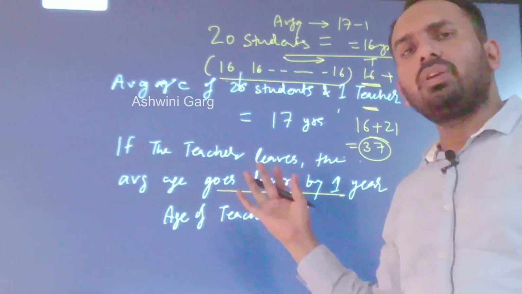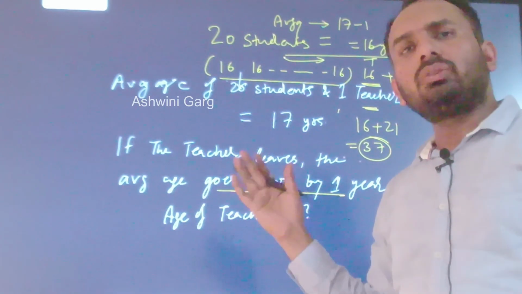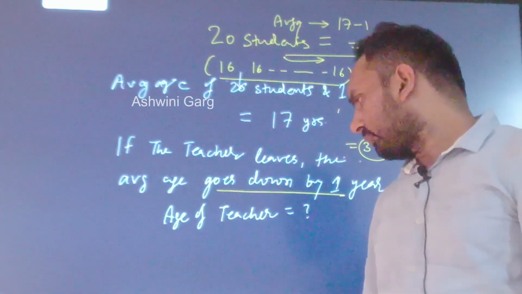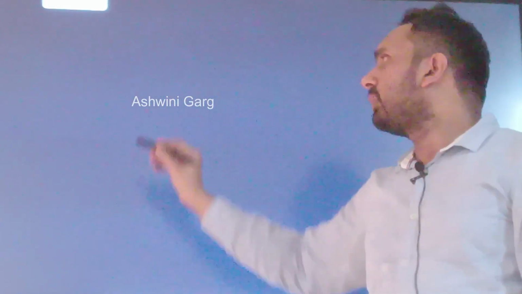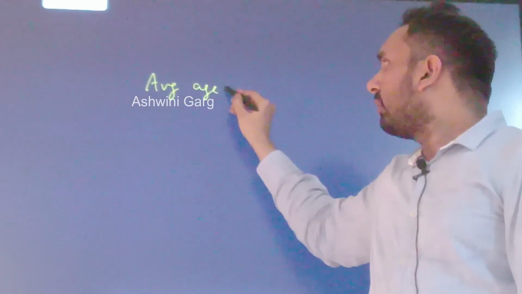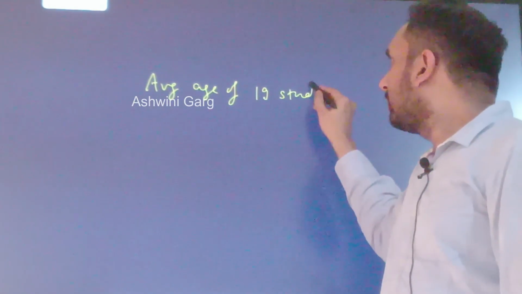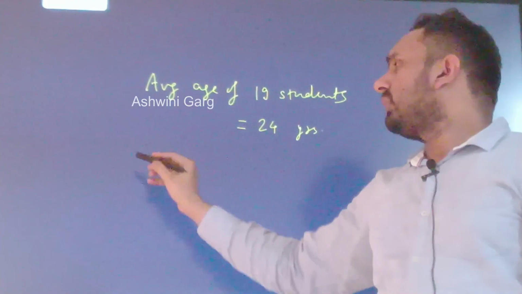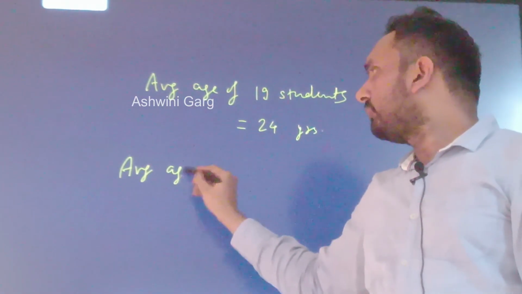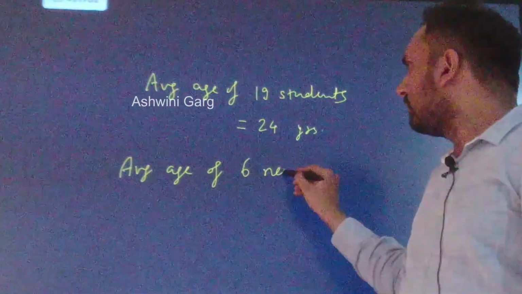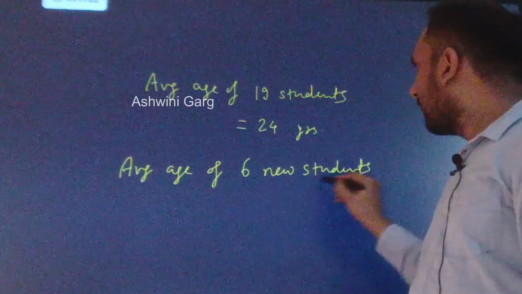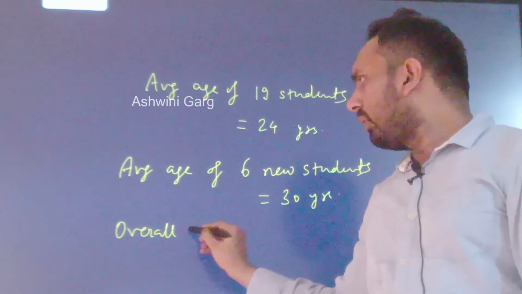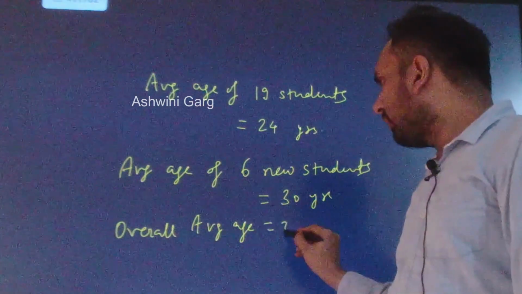This concept we have applied to just one teacher, either excluded or included. Now let us apply it to a group of students. Let's say I take one example, that the average age of 19 students is 24 years, and the average age of 6 new students is 30 years. Now what is the overall average age? That we have to find out.